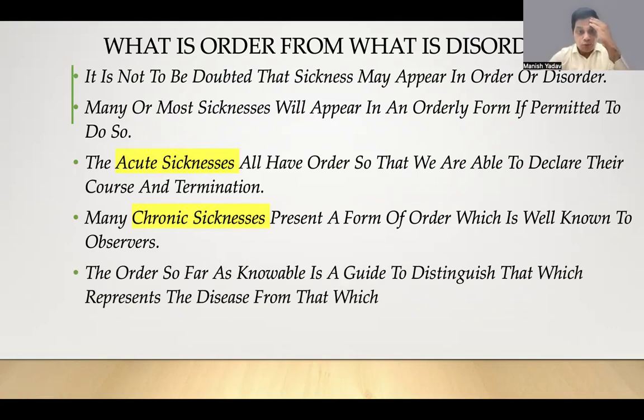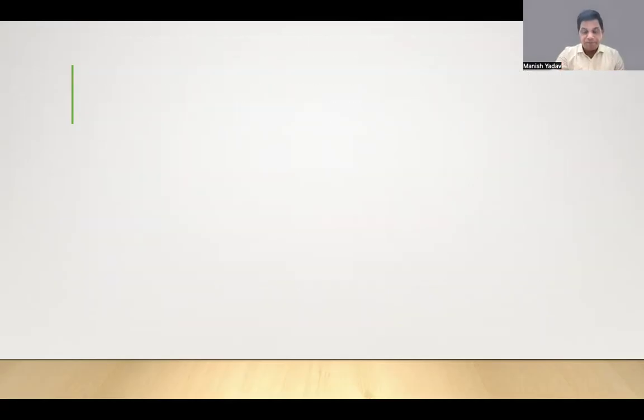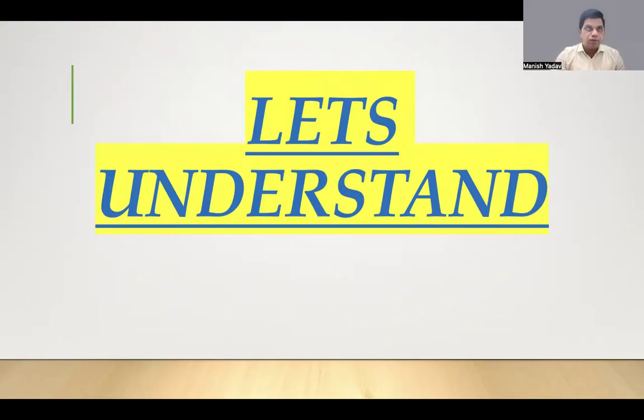The order, so far as knowable, is a guide to distinguish that which represents the disease from that which represents the patient. So ultimately, again, he says you have to find out the order in disorder, what is representing the patient, not what is representing the disease. If you get the representation of the disease only, which in many cases we have to do, I know the obstacles to cure, so many. And there you should also know that the ideal cure is not going to happen. So ultimately, we have to try to find out what represents the patient himself. Let's understand this. Now, this is very, very important.